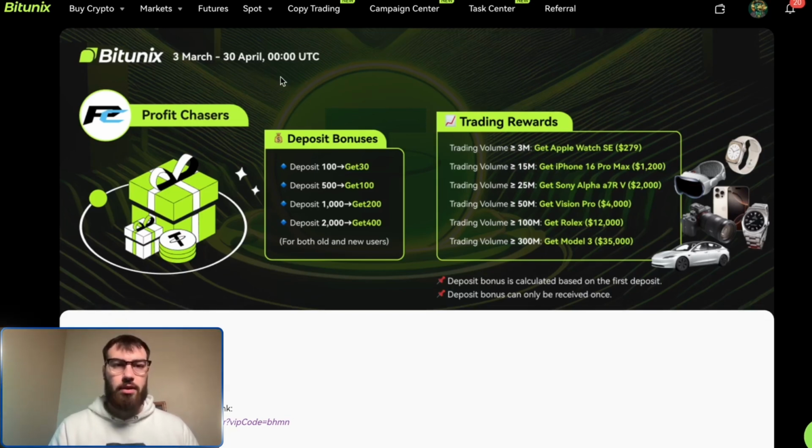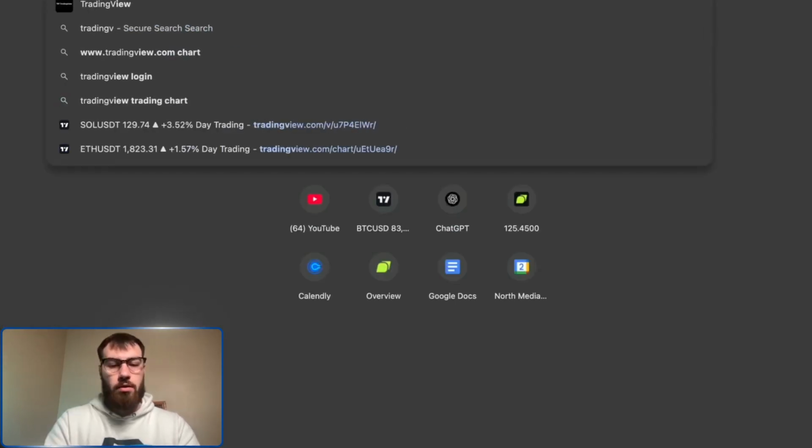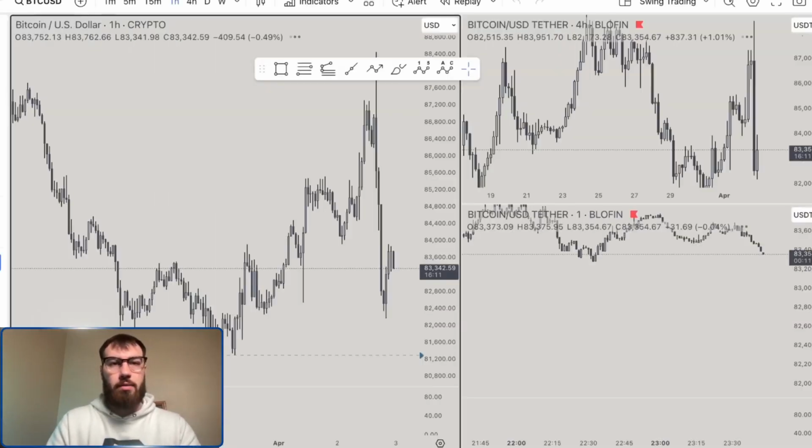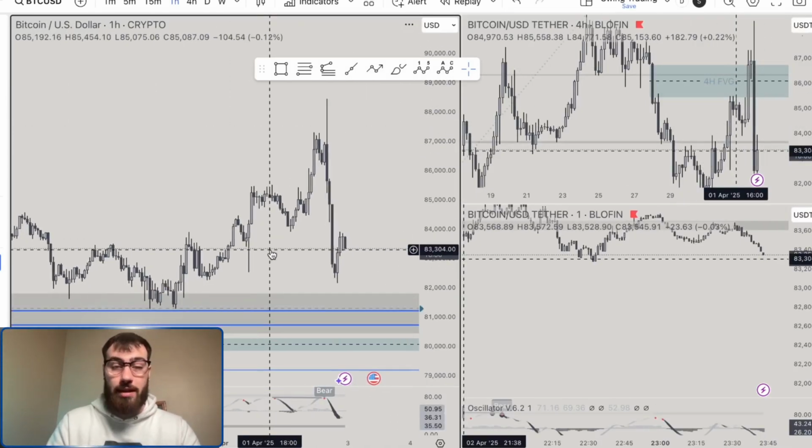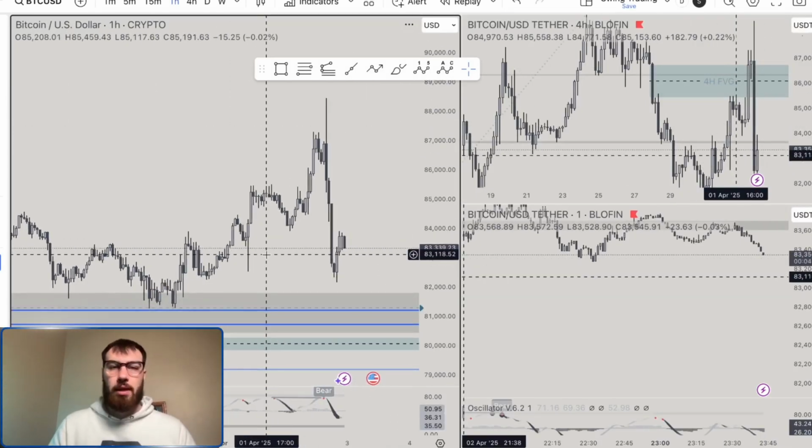Now that we have our software set up, we're going to go to TradingView right here, and we're going to create a free TradingView account, because TradingView is where we're going to do all of our charting and be looking at the majority of the time. And then we're going to use Bitunix to place our trades.